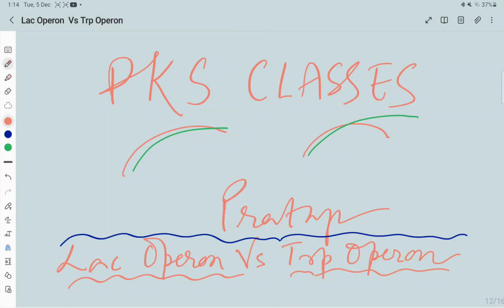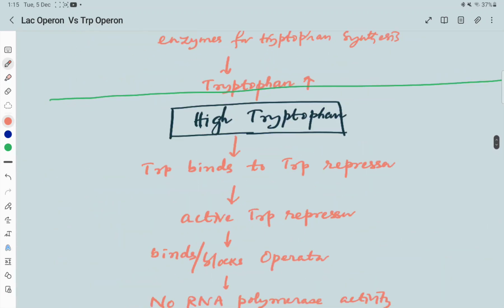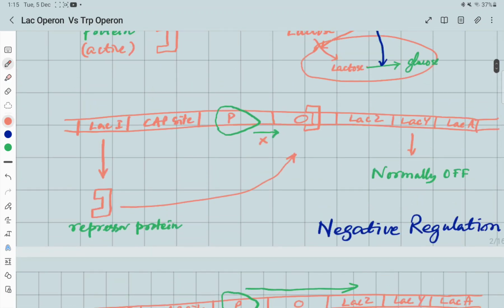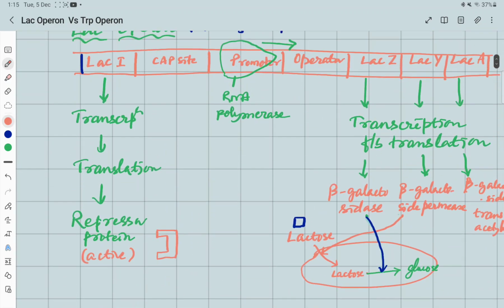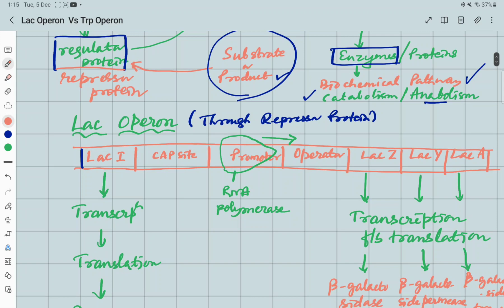Today we are going to discuss the lac operon versus the TRP operon. You can refer to our earlier classes on lac operon, TRP operon, and the difference between inducible operon and repressible operon. So before we discuss the difference between these two, let us recall what is lac operon and what is TRP operon. Lac operon is your lactose operon.